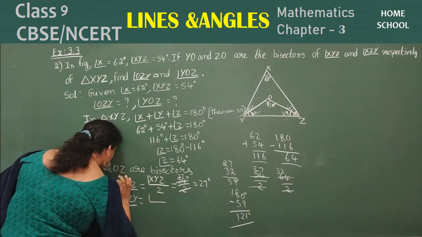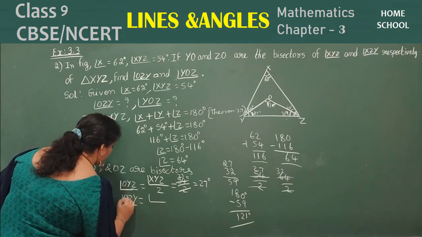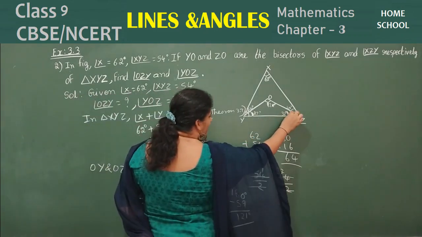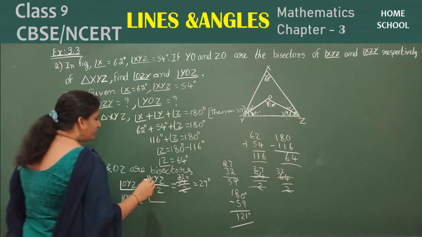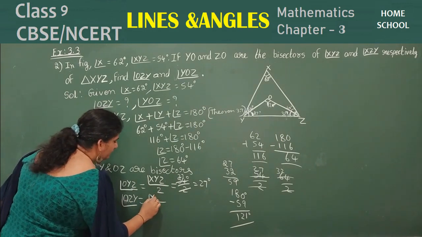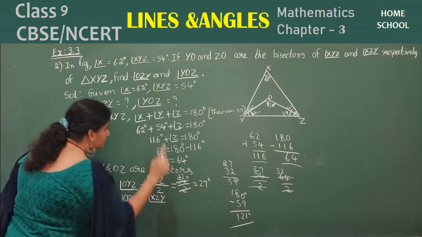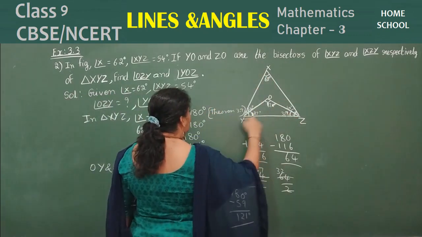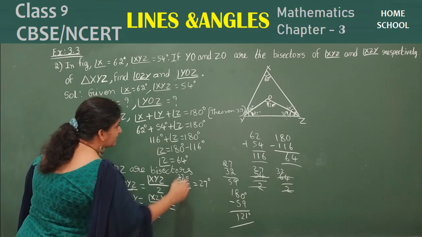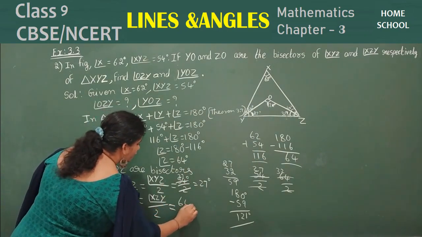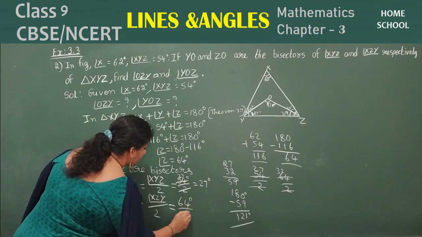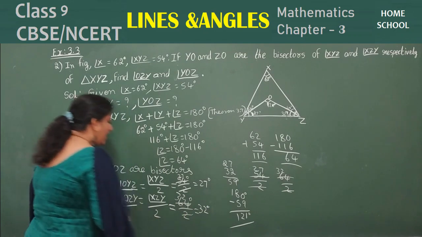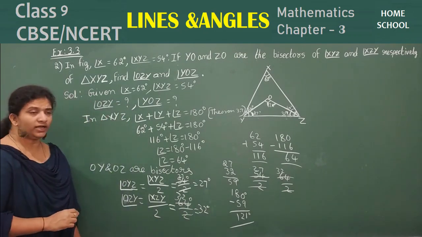Angle OZY. Sorry. What we need, children? Angle OZY we want. We need this angle, which means we have to write angle XZY by 2. Observe carefully how I am writing. Angle XZY by 2. Angle XZY is how much? 64 degrees we got here. 64 by 2, that will be 32 degrees, your answer. Okay, still it's not completed.